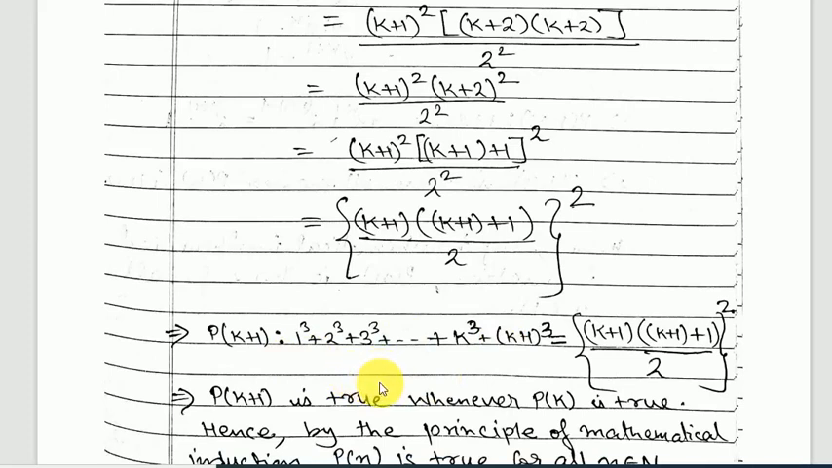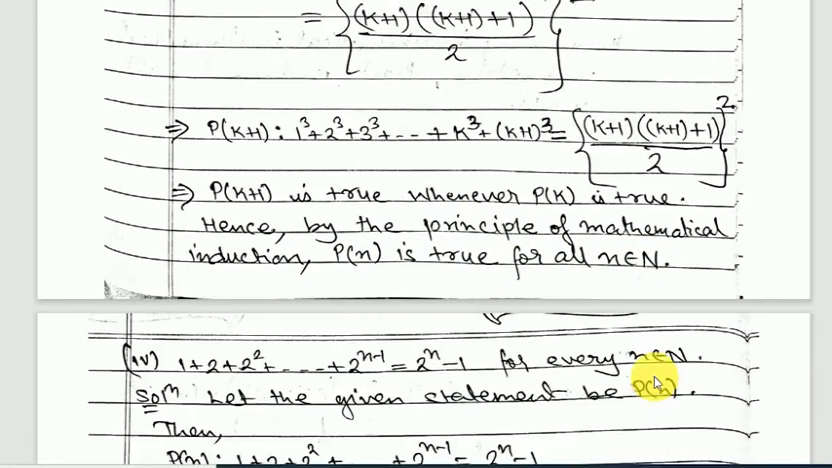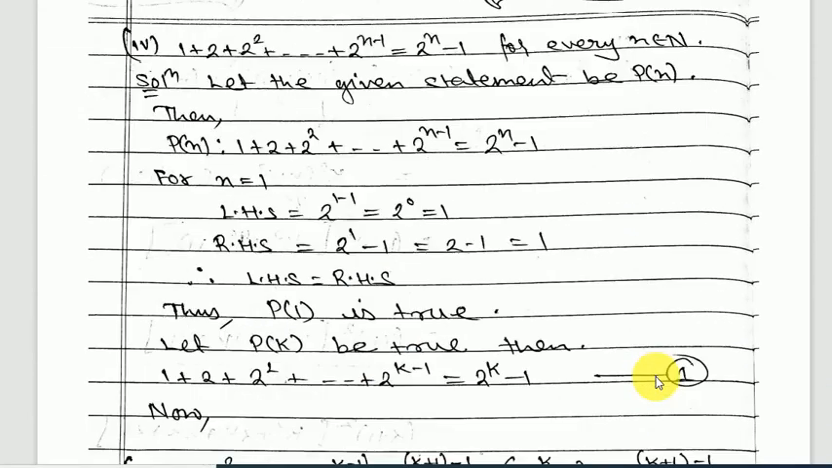And this statement is true whenever we assume that the statement is true for n equal to k. Hence, by the principle of mathematical induction, we get Pn is true for all n belonging to natural numbers. Done. Then next is 1 plus 2 plus 2 square plus dash dash dash plus 2 to the power n minus 1 is equal to 2 to the power n minus 1, for every n.